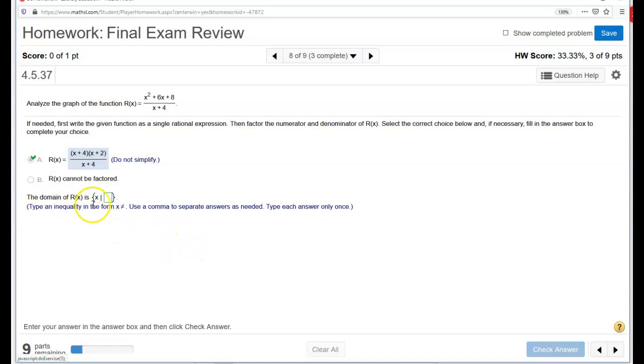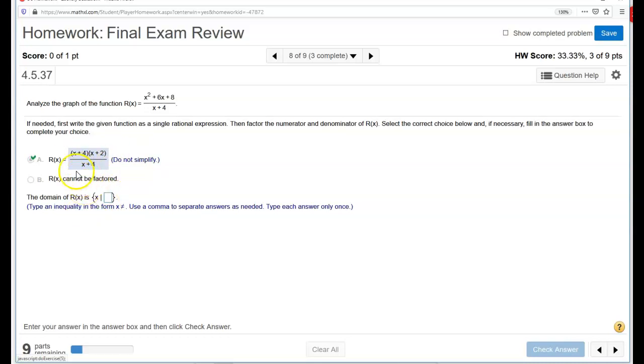And the domain of the function, so they have this in set notation here. Remember, the two main ways we show domains and ranges are in interval and in set notation. So set notation reads x such that, the little vertical line means such that, and we're going to say x is not equal to something or x is greater than something.